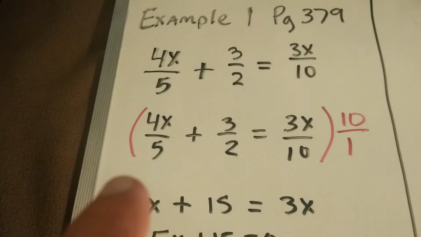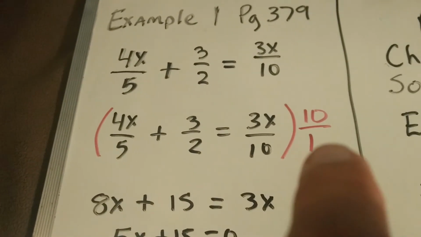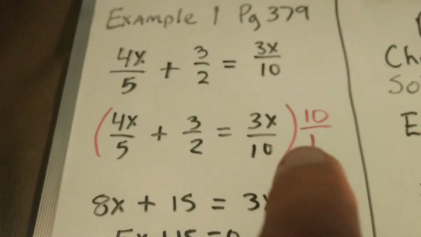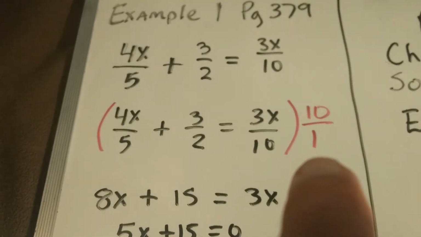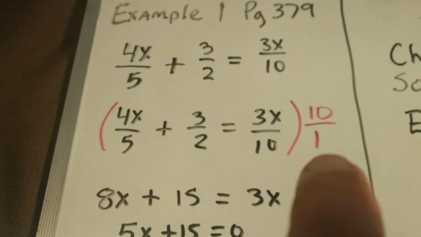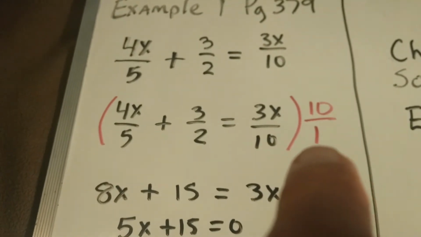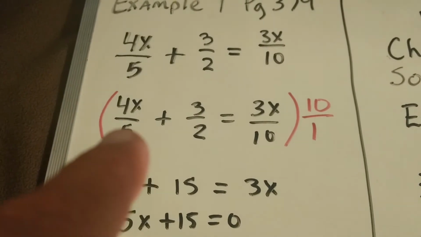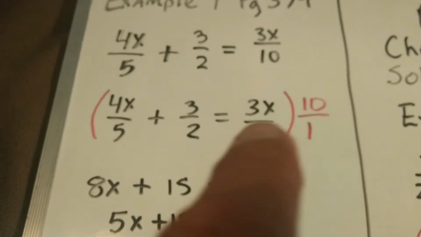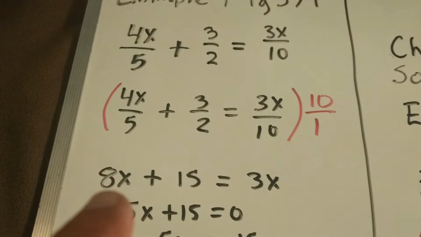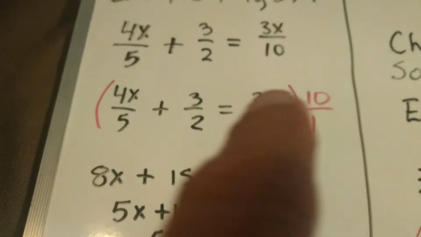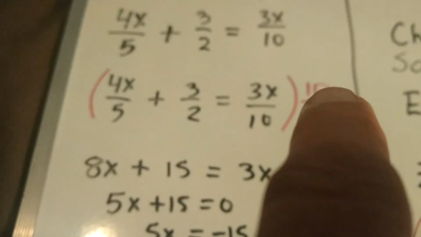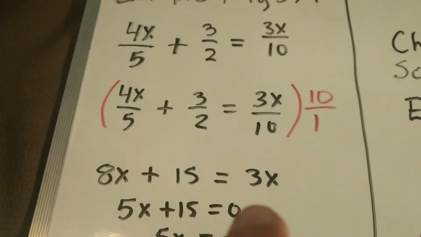So you can see in the second step, I've got parentheses because I'm taking 10 over 1. Now remember, it is the least common denominator over 1. You don't want anything in the denominator's place of what you're multiplying by because you want to get rid of the denominator. So if I take 10 over 1 times 4x over 5, 4 times 10 is 40, so it's 40x divided by 5, which gives me 8x. If I come over here, 3 times 10 is 30, divided by 2 is 15. Come over here, 30x divided by 10 is 3x.